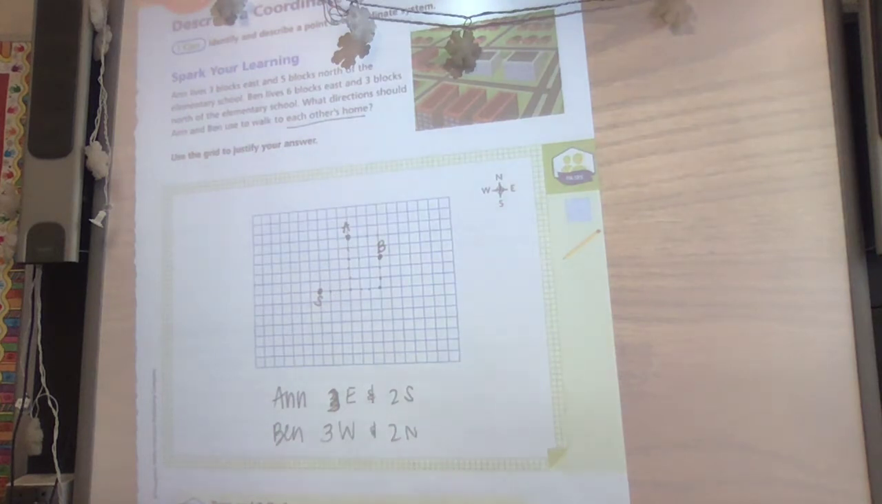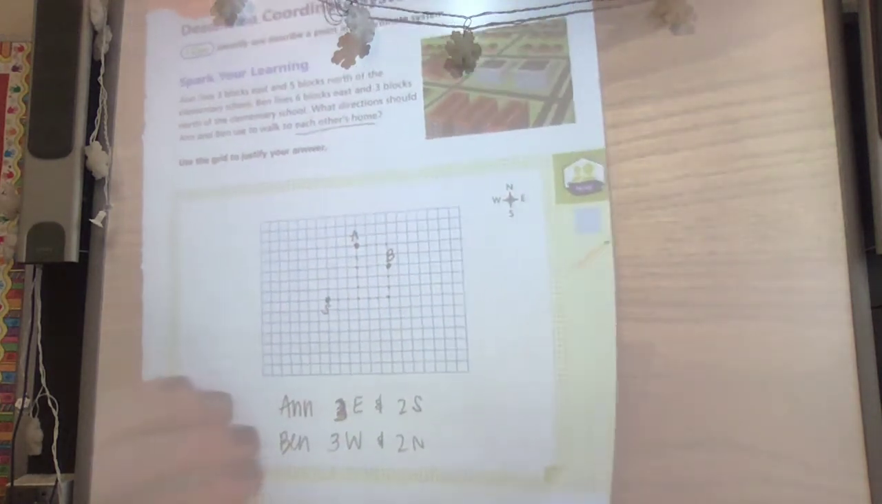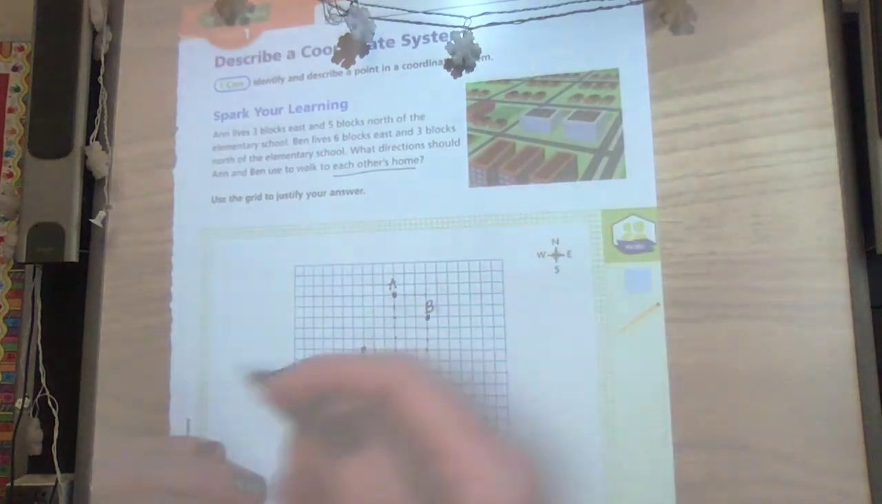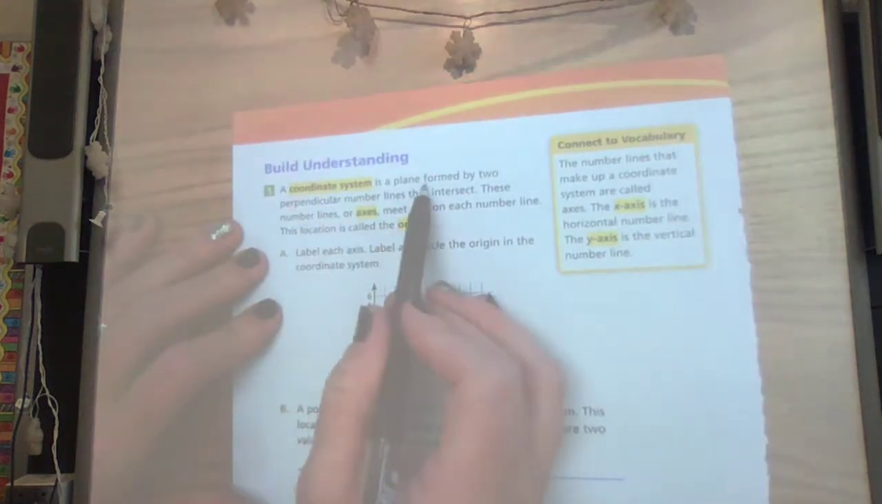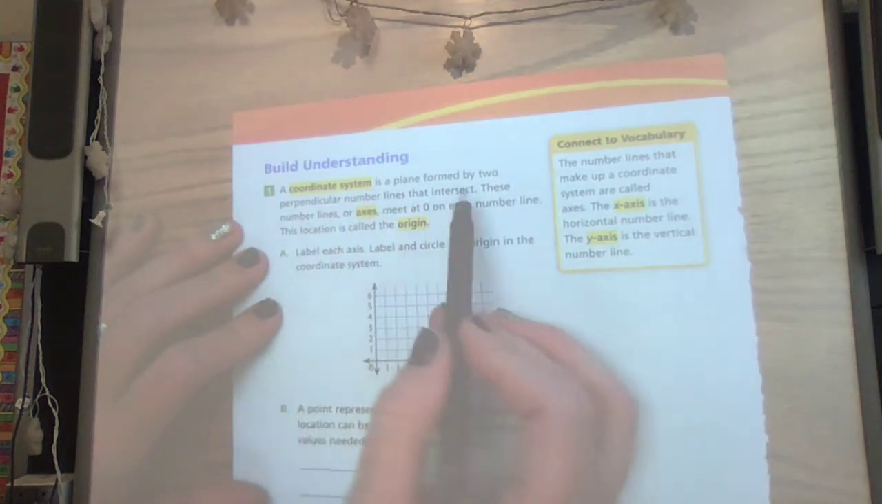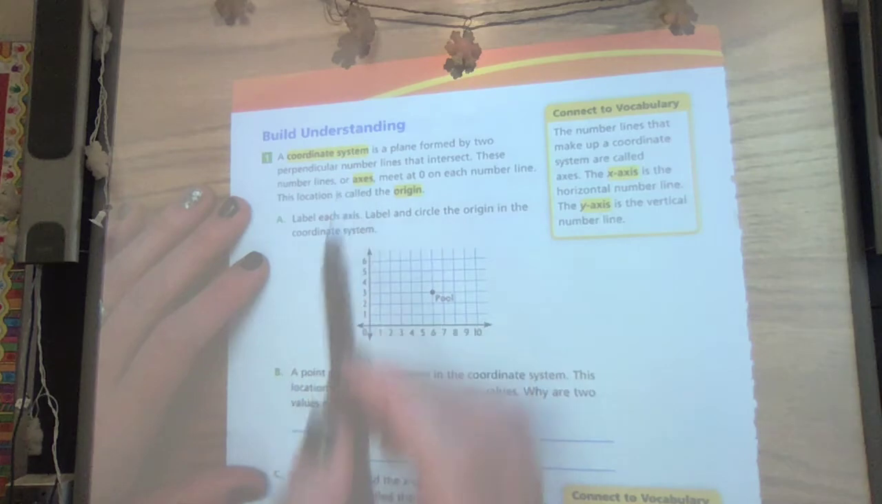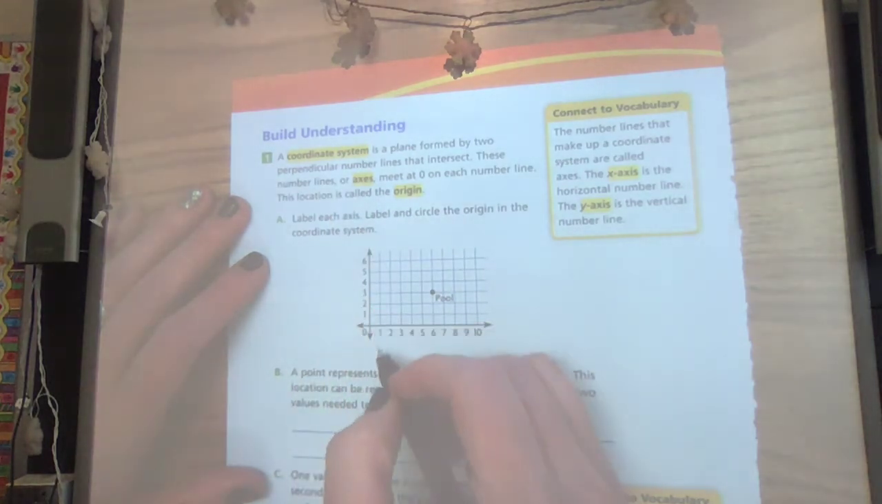All right. So really we're just practicing those directions, which way do we go, because we are going to start seeing different points on a grid, and we're going to have to see how far apart they are. So let's turn the page. Now a coordinate system is a plane formed by 2 perpendicular number lines that intersect. So don't let all those words get you confused.